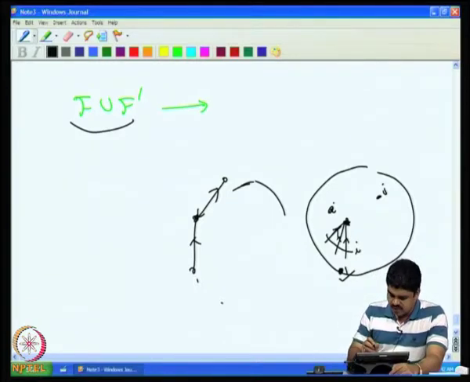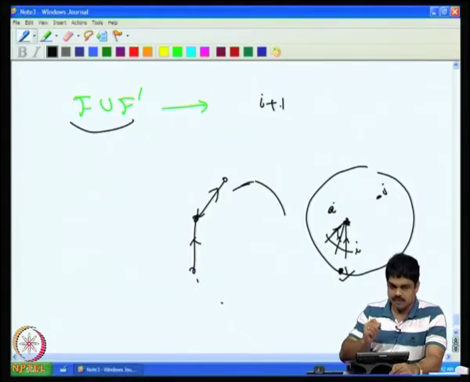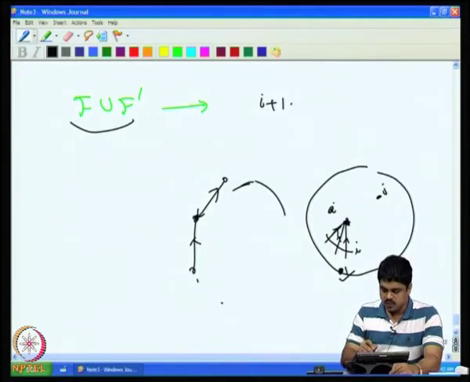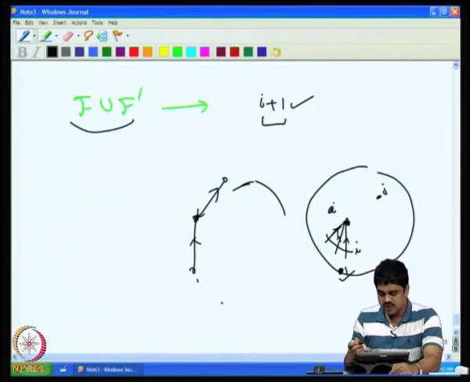So, that means if there is a vertex with I incoming edges, then that vertex will be called I plus 1. 0 incoming edges will be called the first vertex, exactly 1 incoming edge will be called 2, and so I incoming edges will be called the vertex I plus 1. So, we number the vertices like that.